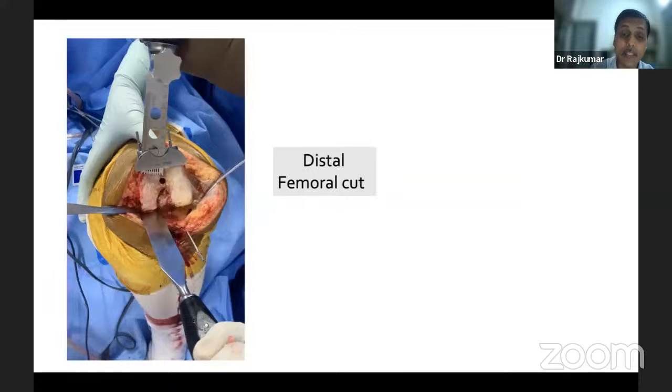The next is, while taking a distal femoral cut, this can also happen. How? If you can see, the blade comes here and it is not protected.